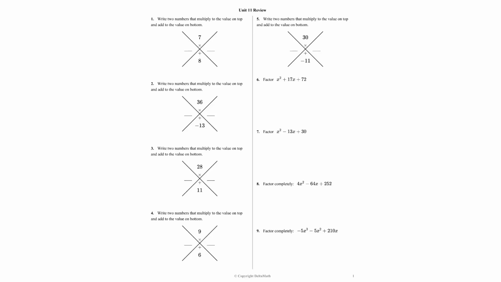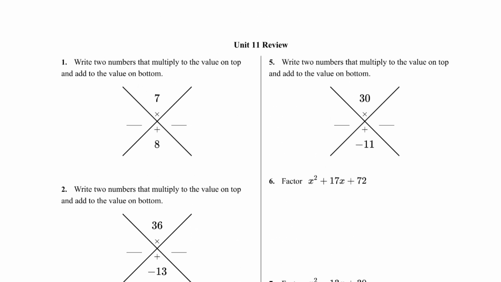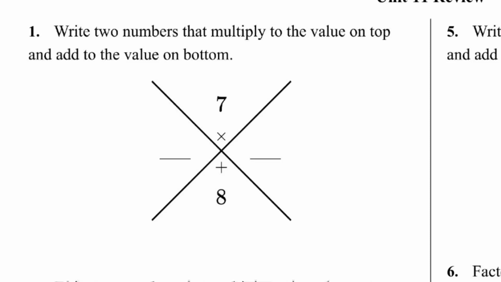This video is a review for Unit 11. The way the X game works is, it's a math riddle. We have to come up with two numbers that if we multiply them, we get the top value of 7, and if we add them, we get the bottom value of 8. So those two numbers are 7 and 1. 7 times 1 is equal to 7. 7 plus 1 is equal to 8.